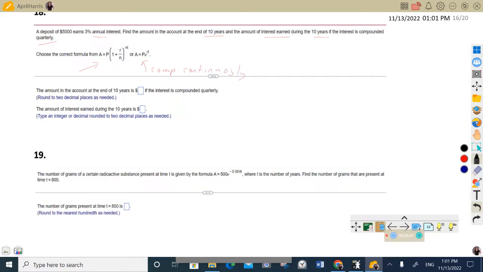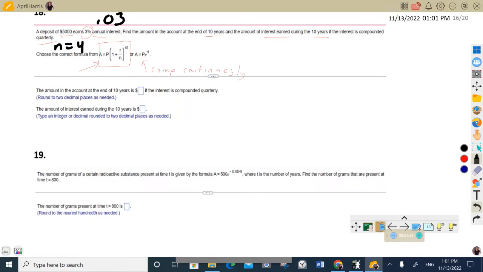Lovely handwriting. I call that the PERT formula. Nowhere in our problem did it say compounded continuously. So we're not using that one. We're using the compound interest formula. So P is the principal or what you put into the account. So that's going to be $5,000. R is our rate, but our rate has to be written as a decimal. So we're not going to use 3 in our problem. We're going to use 0.03. Annual means it's compounded once a year. It's 3% annual interest. It's compounded quarterly, which is going to be 4 times a year. That is our n. Our n is 4. Okay?